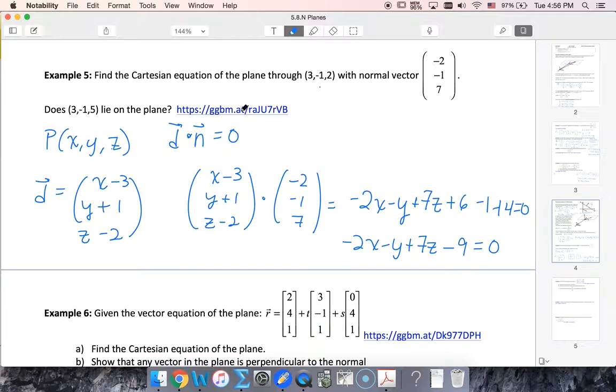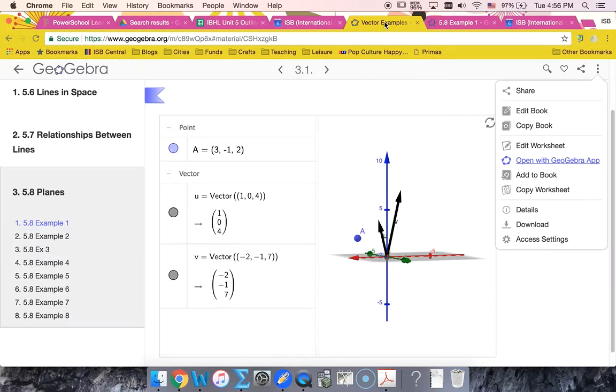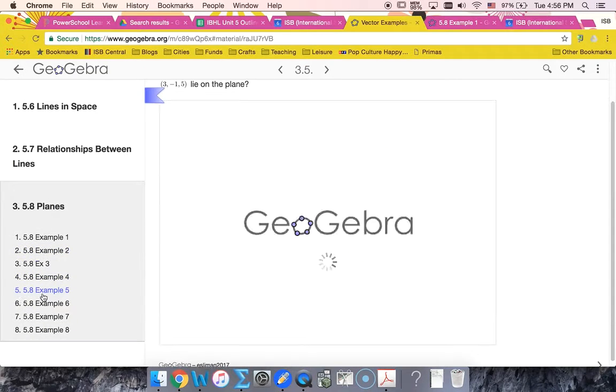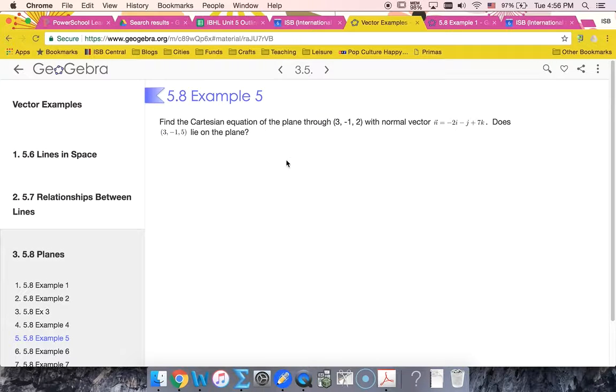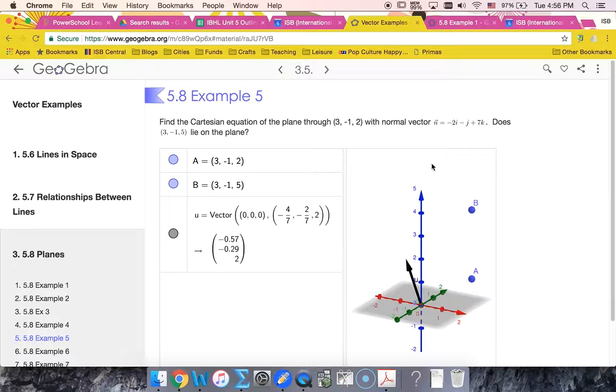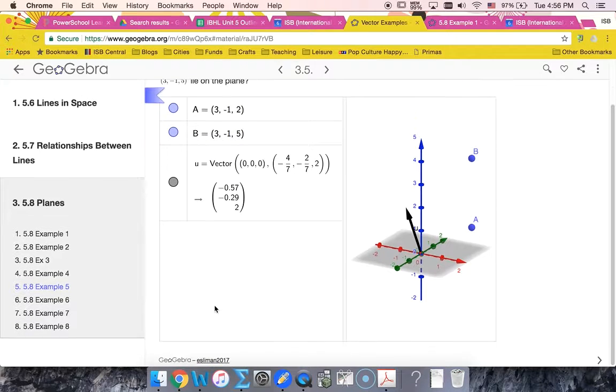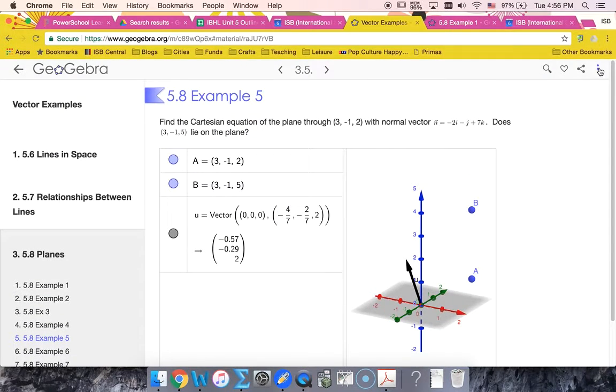So let's go look at this in our GeoGebra link. So this is example 5. So I can come into vector examples and look at example 5. Okay, here we go. Example 5. All right, so here's what I've got. And if I want to input something, then I need to open it with GeoGebra.